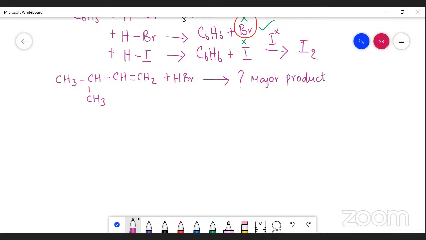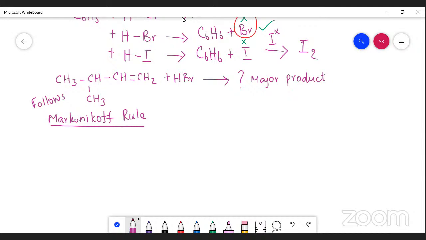Here we are saying it follows the Markovnikov rule. So it follows Markovnikov rules. And here, what is the Markovnikov rule? What is it?